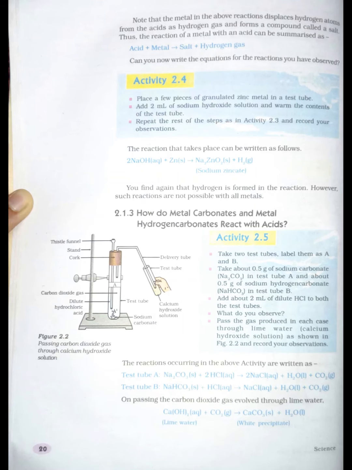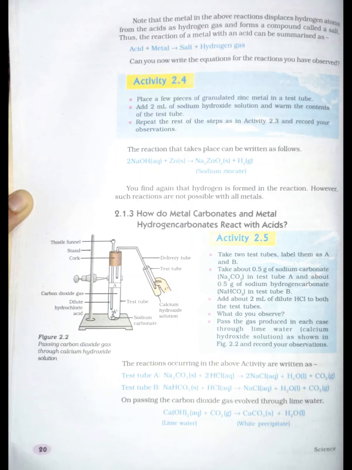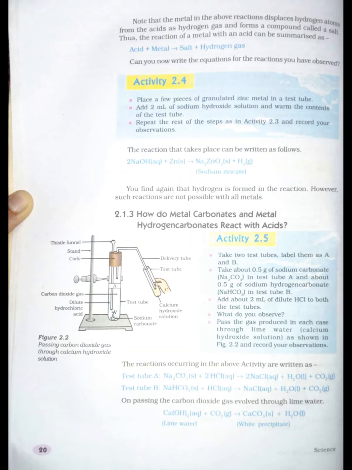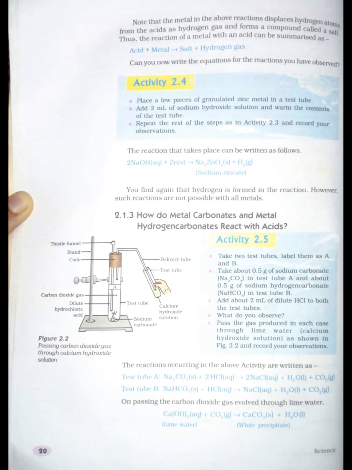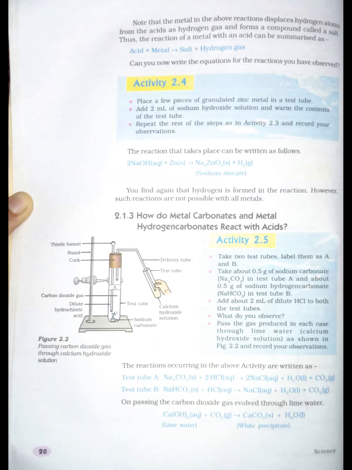Can you write the equation for the reaction you have observed? Activity 2.4. Place a few pieces of granulated zinc metal in a test tube. Add 2 ml of sodium hydroxide solution and warm the contents of the test tube. Repeat the rest of the steps as in Activity 2.3 and record your observations.